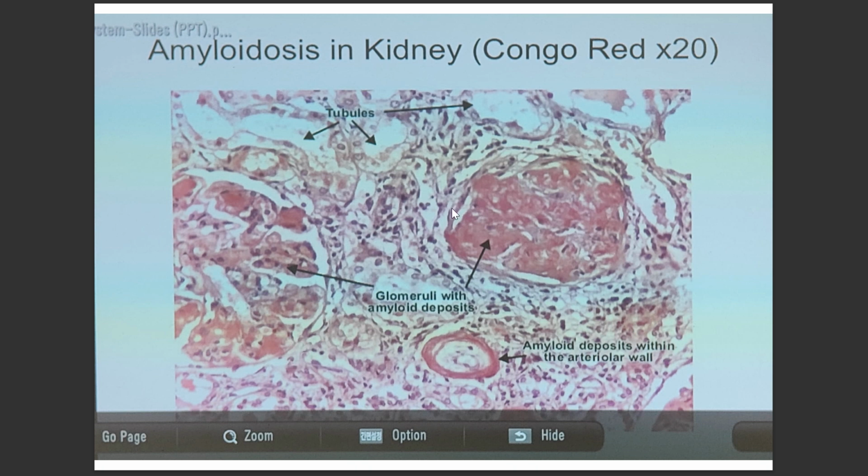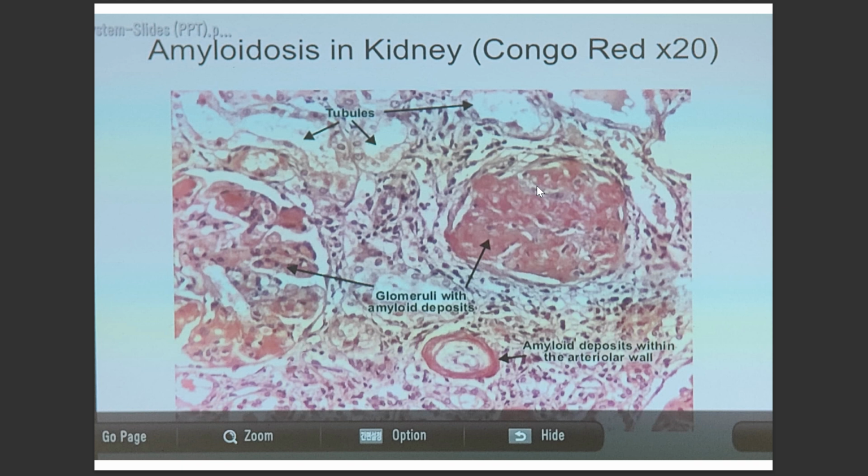It is another slide of amyloidosis of the kidney. When we stain the tissue with Congo red, we can see this type of lesion in the microscope. Like that, this indicates deposition of amyloid. This also indicates partial deposition of amyloid, and here the arterial wall also shows deposition of amyloid. So it is called amyloidosis of the kidney.